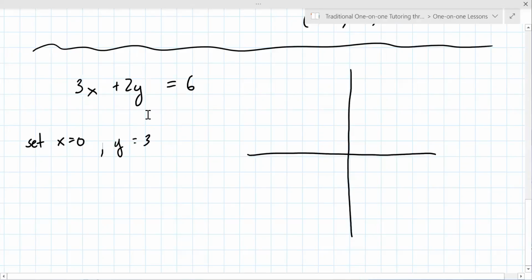So would you always use the y and then the number? Well, then you set y equal to 0, and you can't see it, but I'm covering up this 2y now. So it's 3x equals 6. 3x equals 6. So you divide 3x by 3, and you get 2.